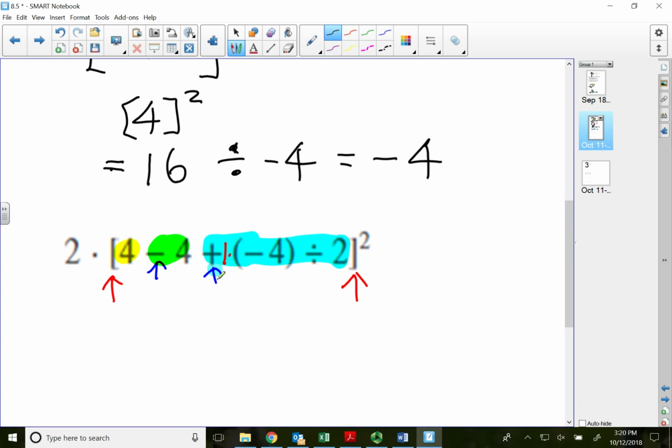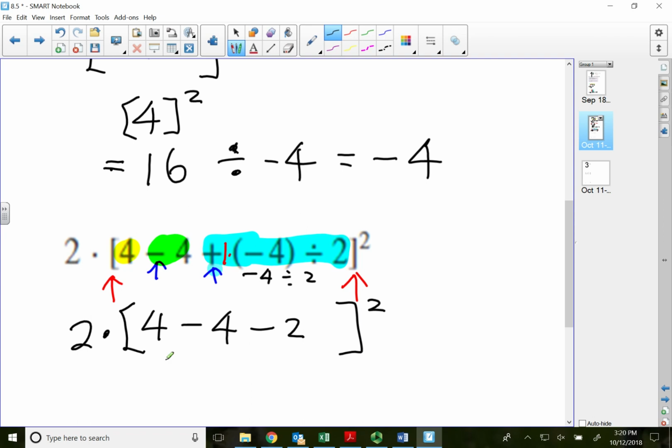Okay, so my third term is the one with two different operations. So let's figure out what this is. The 2 that's outside the bracket is still there, multiplication still there, bracket still there, square on the outside. So let's see what this third term is. Positive 1 times negative 4 is actually negative 4. So negative 4 divided by 2 tells me my third term is negative 2. First term still 4. Second term still negative 4. So if you just look at this, this is basically saying 4 minus 4 minus 2.